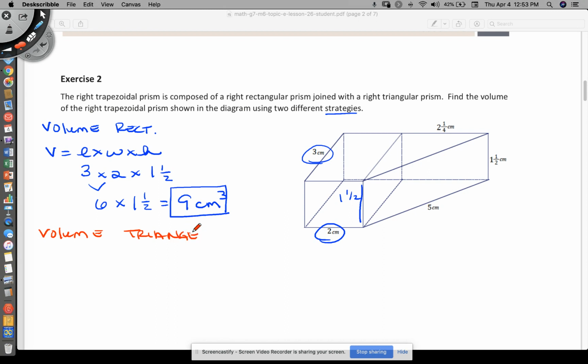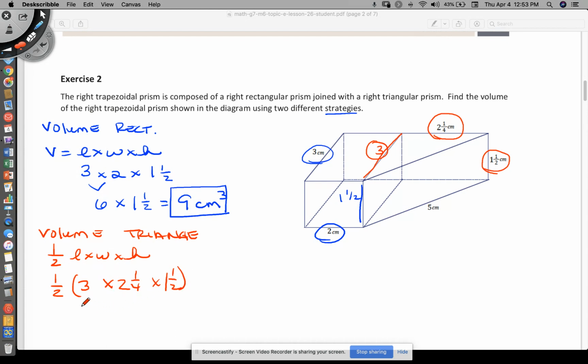And as you know, volume of a triangle is going to be half my length times width times height. So we're going to say half of 3, because we need this base right here, which is 3, because it's right there. So 3, and then 2 1/4, and then 1 1/2. We're going to put all those together. And I'm going to go ahead and just write that out in parentheses. 3 times 2 1/4 times 1.5.